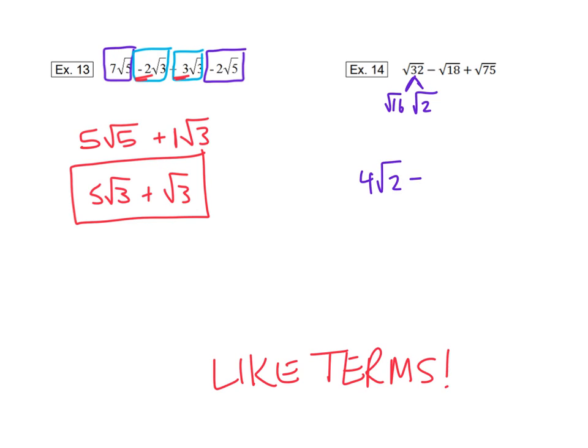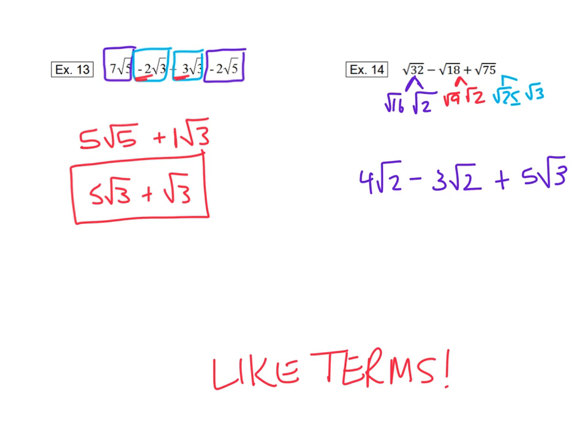minus, because there's a minus up there, now we've got 18. What perfect square fits into 18? That's going to be 9 and 2. So square root of 9 is 3, and then the square root of 2 stays. And then 75, that can break down into 25 times 3. And the square root of 25 is 5. I'm going to bring down the plus. Square root of 25 is 5, and then square root of 3.